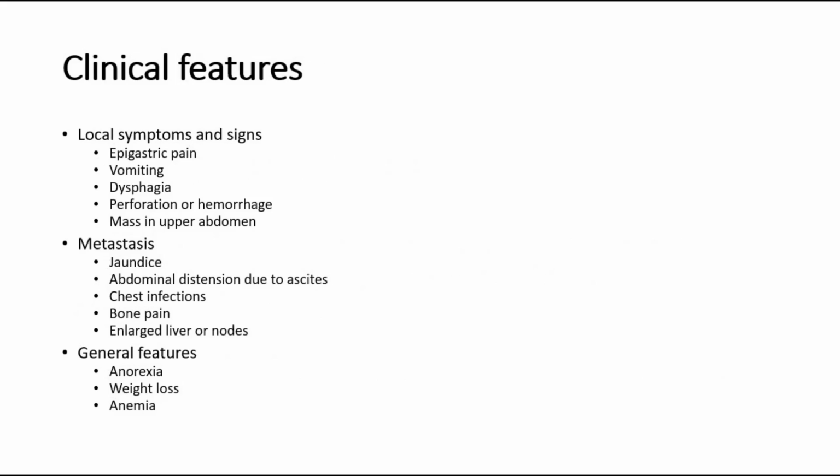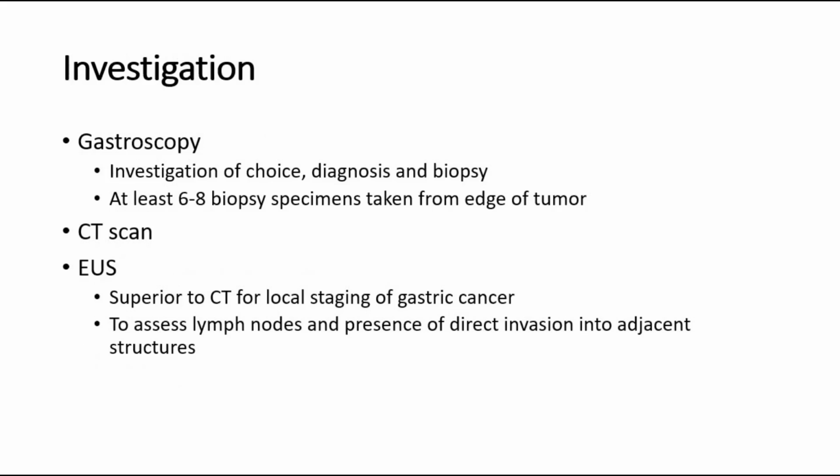Clinical features of gastric carcinoma. Local symptoms and signs are epigastric pain, vomiting, dysphagia, perforation or hemorrhage, and mass in upper abdomen. Metastasis features include jaundice, abdominal distension due to ascites, chest infections, bone pain, and enlarged liver or nodes. And general features are anorexia, weight loss, and anemia. For investigation, gastroscopy is the investigation of choice for diagnosis and biopsy. Other tests are CT scan and EUS.